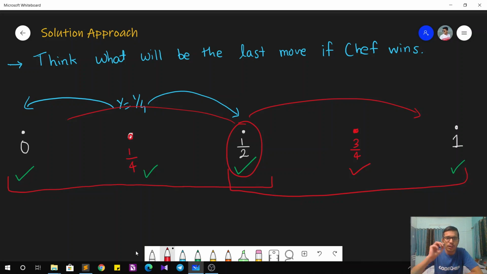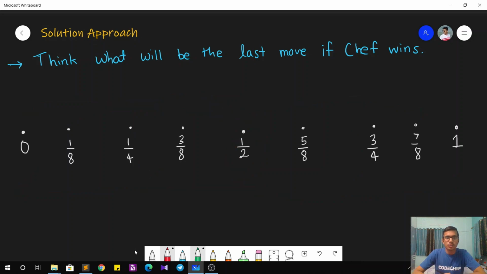So we have to now observe a pattern in these numbers. As you can clearly see, these are the midpoints of the ranges. That is, first the range was 0, 1, then the midpoint was 1 by 2. Actually, let me redraw this number line so that you can clearly see the numbers. So if you can see this number line, definitely all these positions that I have marked right now, they are winning positions.